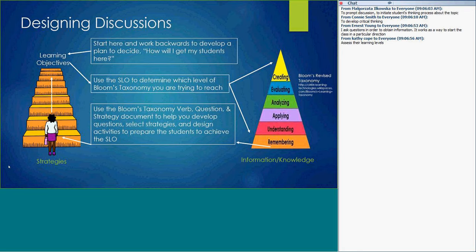Once that is determined, we have our Bloom's taxonomy verb, question, and strategy document that's part of our AIM training. And if you forgot about that, don't forget, you can access it through the MyTeacher website through the Effective Teaching and Learning section. That's where all of our AIM resources are accessible. So we can use that document to help us develop questions, strategies, and design activities that we're going to do with students in the classroom to help them achieve the learning objective. And so it kind of all comes full circle when you think about it in this way. And so that helps you frame the conversation about the different strategies that you have for designing questions.